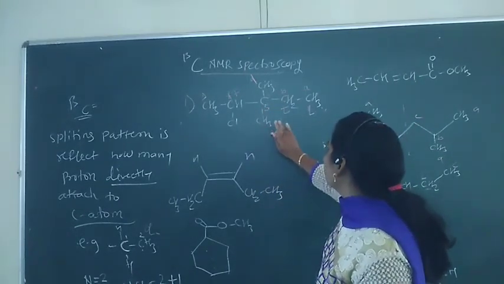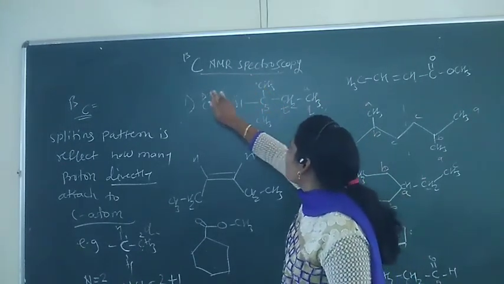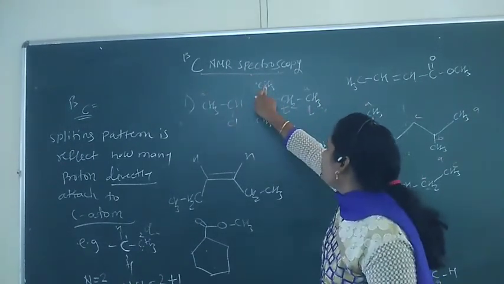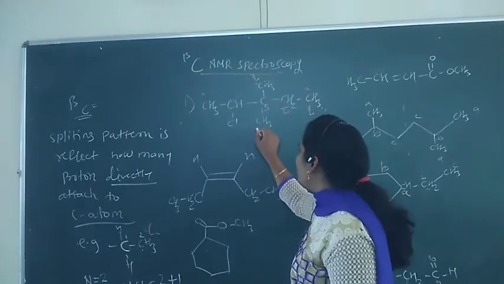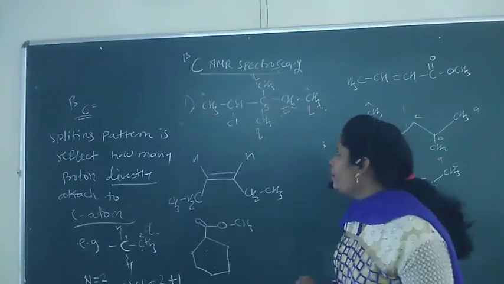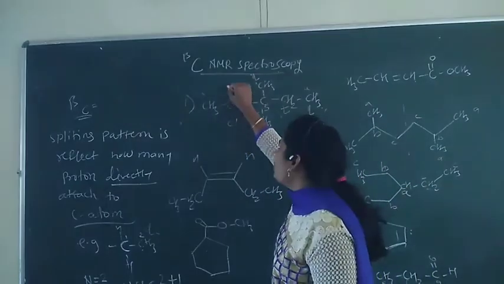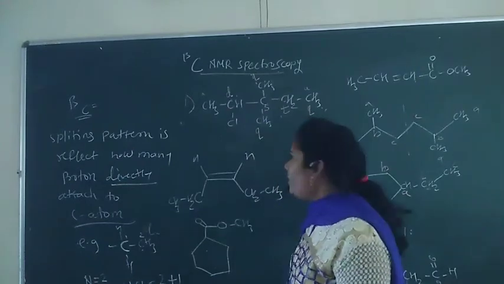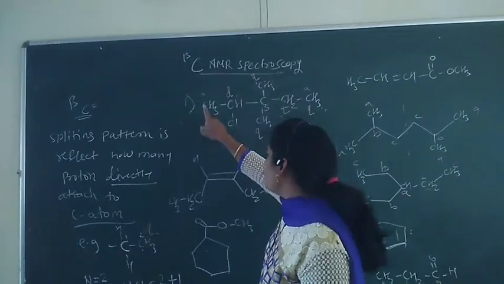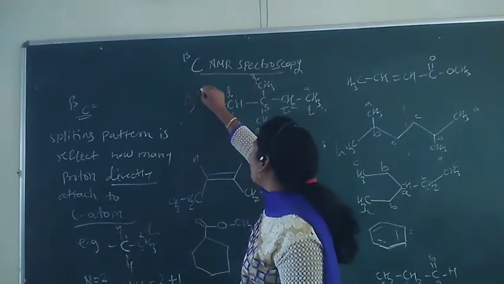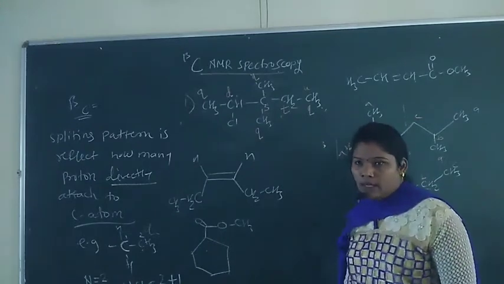This carbon is attached to 3 hydrogens, so it shows a quartet. This also shows a quartet. Then this carbon is attached to 1 hydrogen, so it shows a doublet. Next, this has 3 hydrogens directly attached, so 3 plus 1, that is a quartet.